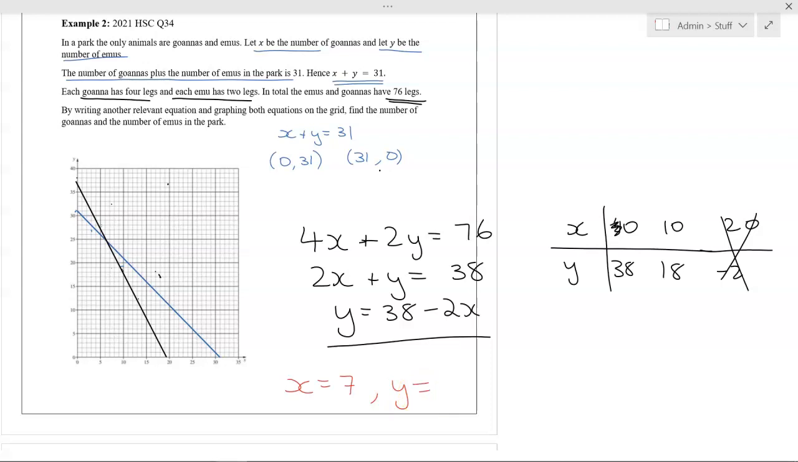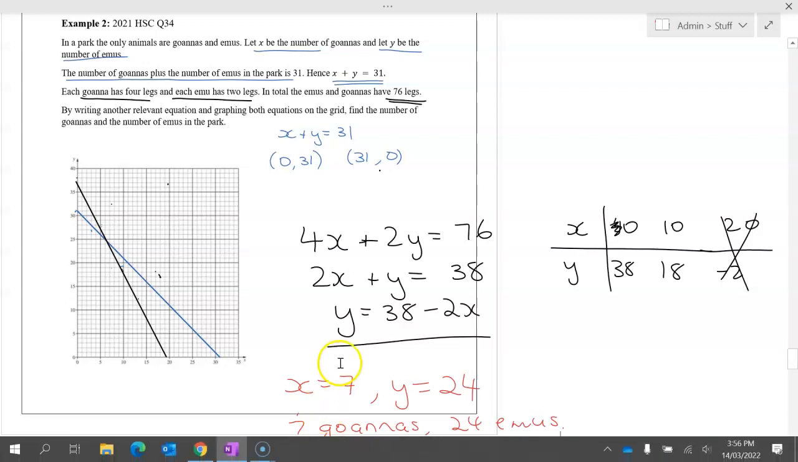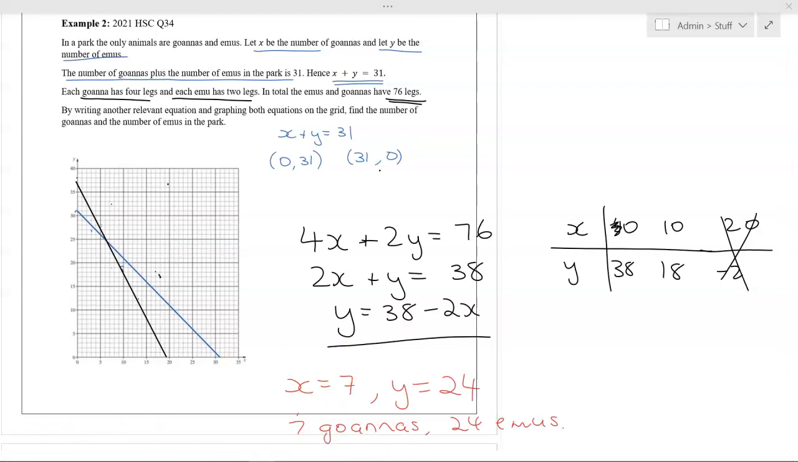So what I'm going to do now is I'm going to write that solution down, but check it works. So my first equation is x plus y should equal 31. That's correct. 7 plus 24 does equal 31. And in my second equation, I'm going to go back to the original. 4x's plus 2y's should equal 76. So if I go 4 times 7 plus 2 times y, which is 2 times 24, I should get 76, and I did, so I know my answer's correct. So I'll finally write that there's 7 goannas and 24 emus in the park.